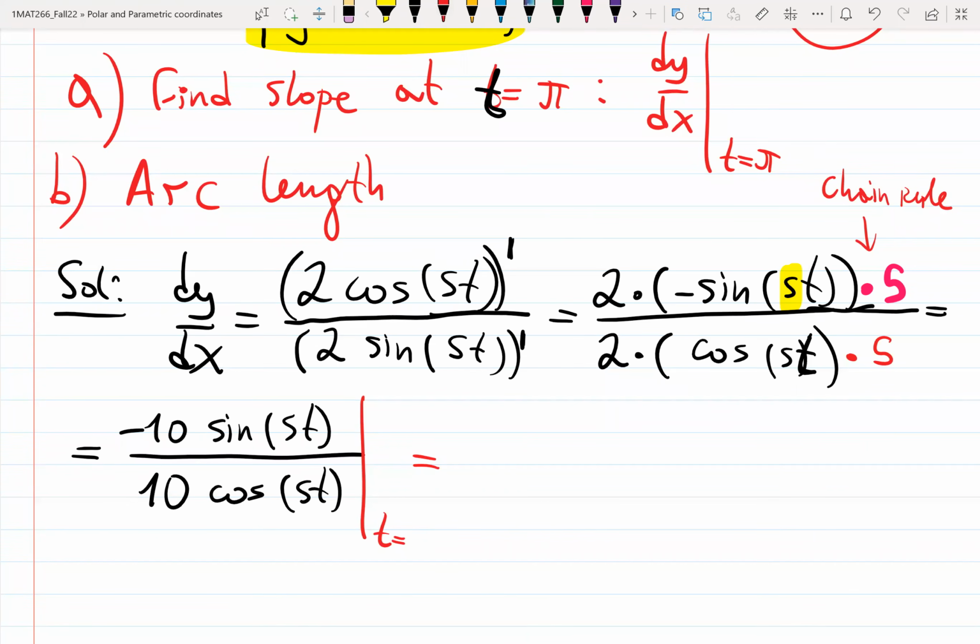At pi, not 5 pi. We're plugging in pi because that's what was requested at the very beginning. Sine of 5 pi, unfortunately, is 0. Or not unfortunately, so everything is 0. If the denominator is 0, that would be upsetting, but it's not. So 0 over something is 0, so the slope is 0. A slope of 0 means the function is horizontal at that point, or the tangent line at that point is horizontal.